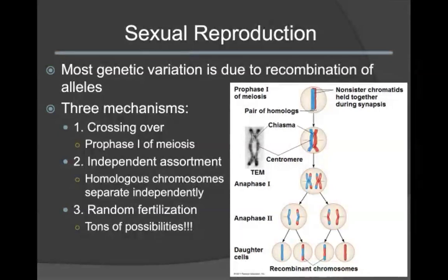And also through the effects of random fertilization. There are many sperm that are produced that are genetically unique, and each one is equally likely to fertilize the resultant egg to form an embryo. This means that there are tons of possibilities for the genetic combination of offspring.